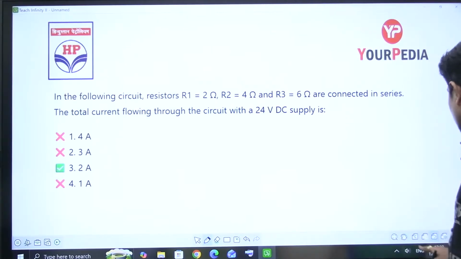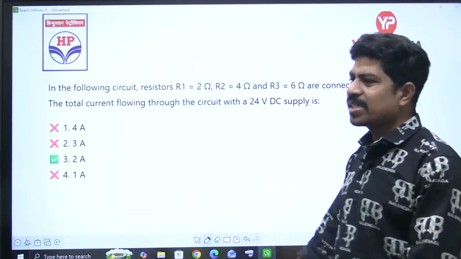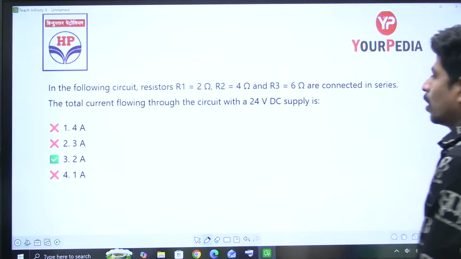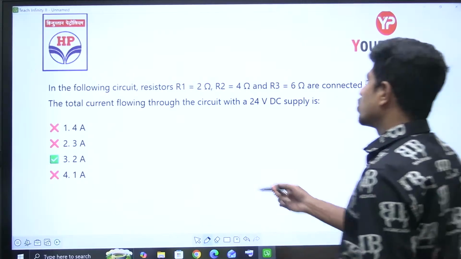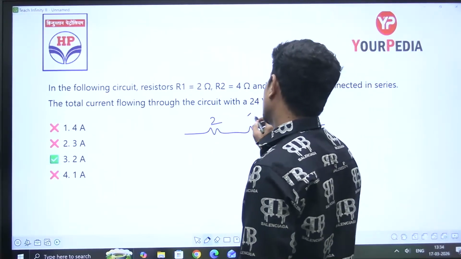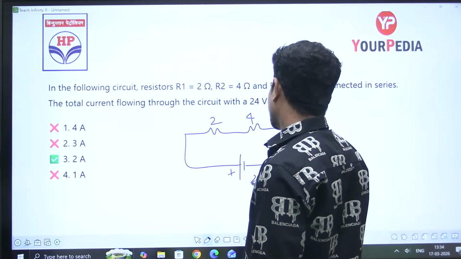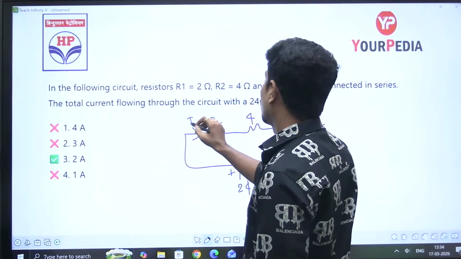Next. In this question, a little calculation is involved. Two lines in the question, but pretty simple. In the following circuit, resistors R1, R2, R3 are all connected in series, with 2 ohms, 4 ohms, 6 ohms, connected to a 24 volt DC supply. What is the total current flowing through the circuit?